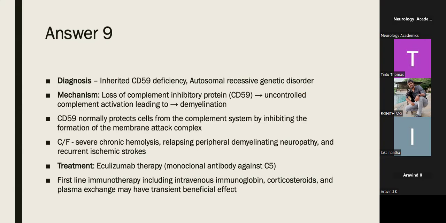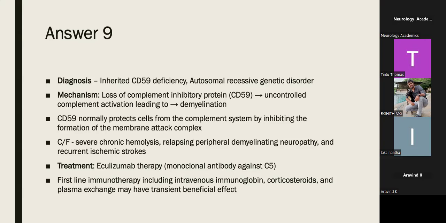CD59 is present on the cells and prevents complement activation. We all know that in paroxysmal nocturnal hemoglobinuria, the anchor proteins which anchor the CD59 to the cells are deficient. That is an acquired condition. When the protein itself is deficient, as in CD59 deficiency, complement activation can happen uncontrolled, which can lead to damage to the nerves in the form of demyelination. And there can be hemolysis as well.